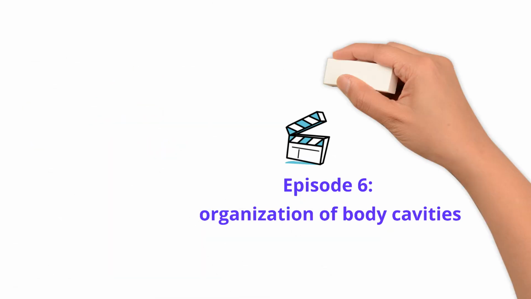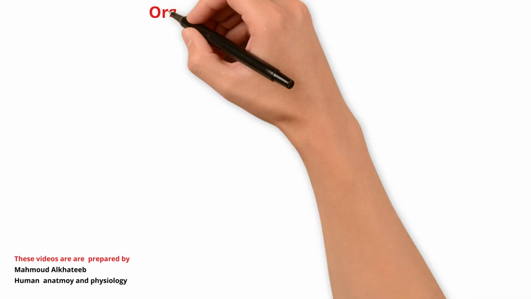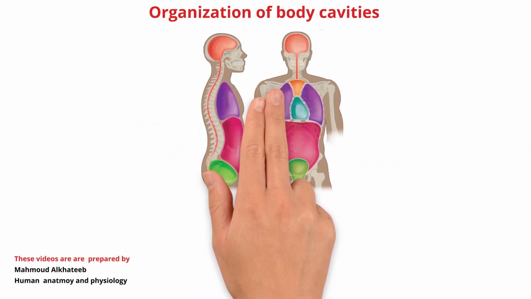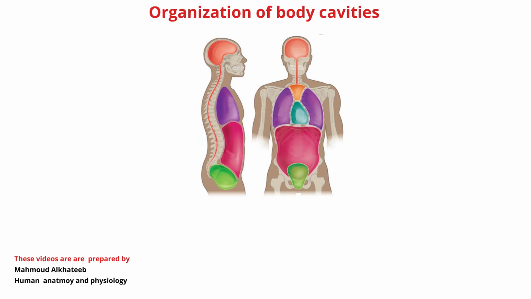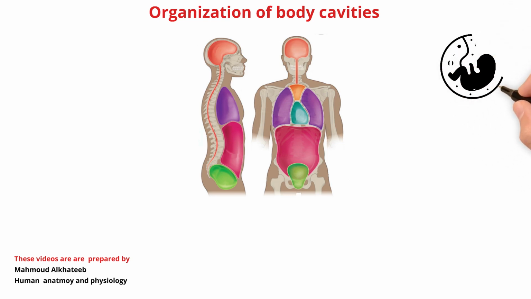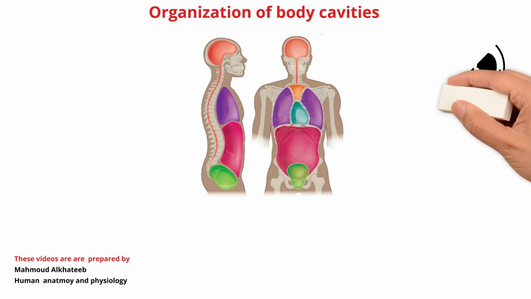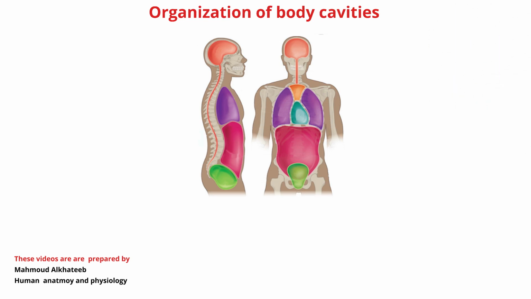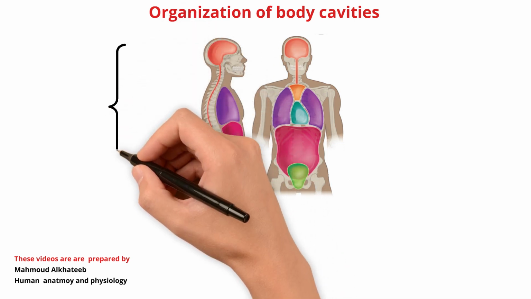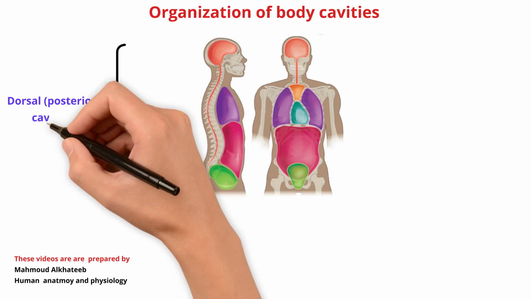In the intricate design of the human body, cavities are spaces that house and protect internal organs. These cavities develop during embryonic growth as tissues fold and compartmentalize, creating distinct spaces for various organ systems. Anatomically, body cavities are categorized into two primary divisions: the dorsal or posterior cavity, and the ventral or anterior cavity.